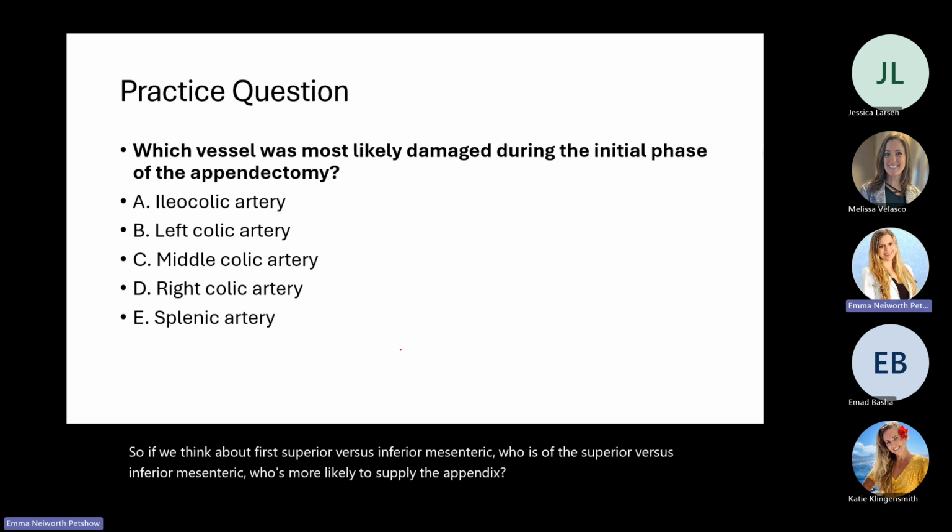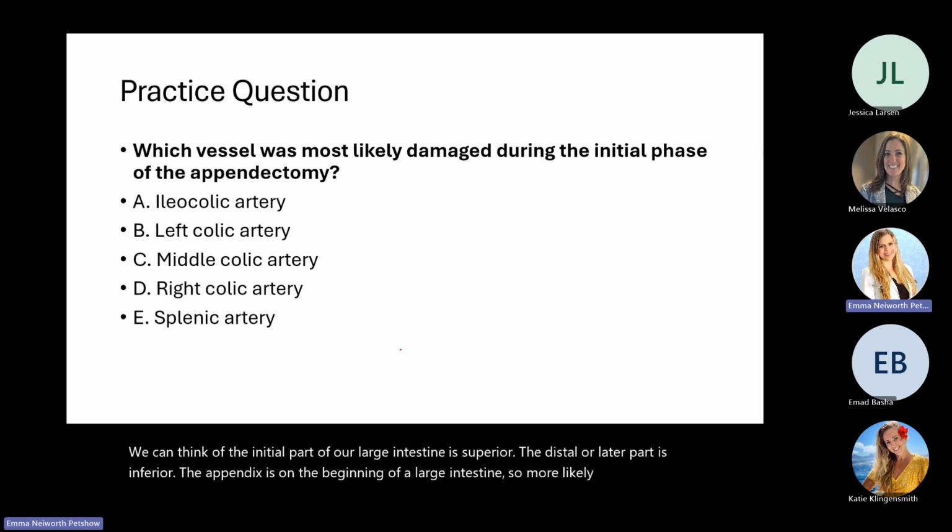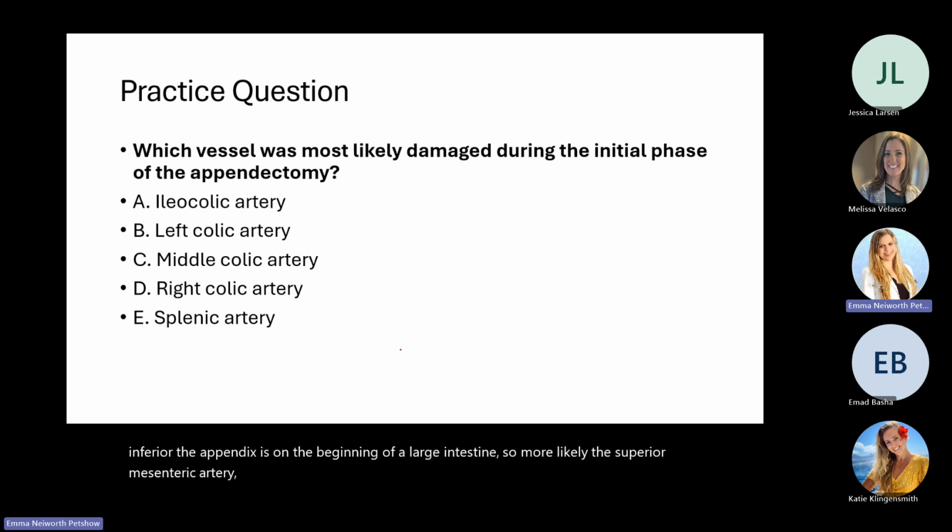We can think of the initial part of our large intestine as superior. The distal or latter part is inferior. The appendix is on the beginning of the large intestine. So more likely the superior mesenteric artery, the SMA. You would be correct with that logic. So if you knew SMA is the beginning of the large intestine, IMA is the end, appendix at the beginning, that would help you narrow down because now you know the mother, right?